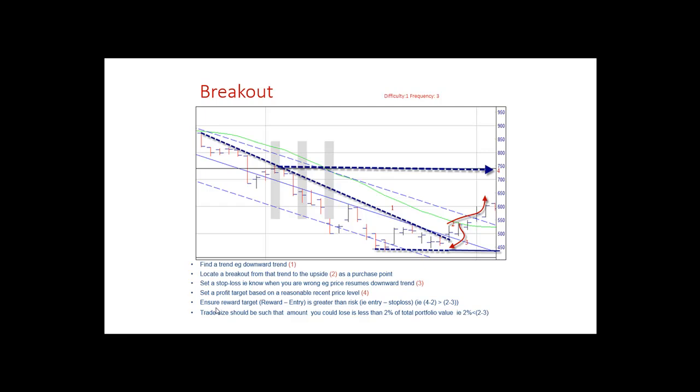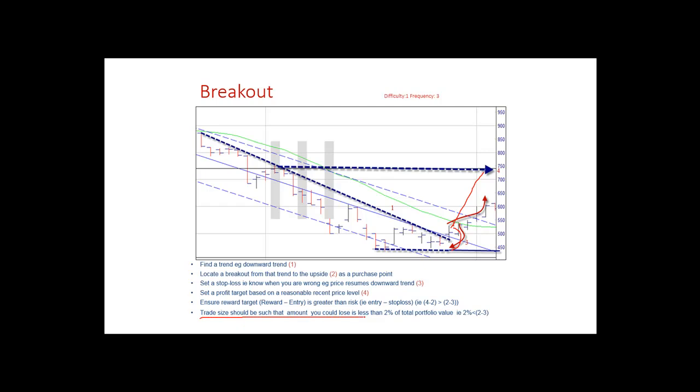Okay, you ensure your reward target, first of all, is greater than your risk. So that means that 4 minus 2 has got to be greater than 2 minus 3. In other words, reward has to be greater than risk. Now, that's easy, yeah? You got that from earlier. Reward has to be more than risk. Okay, that's simple. Now, this is how you work out trade size.